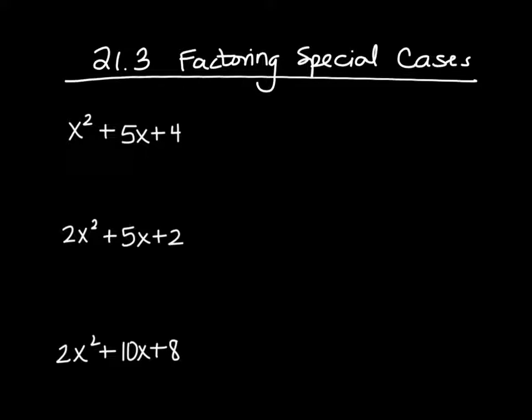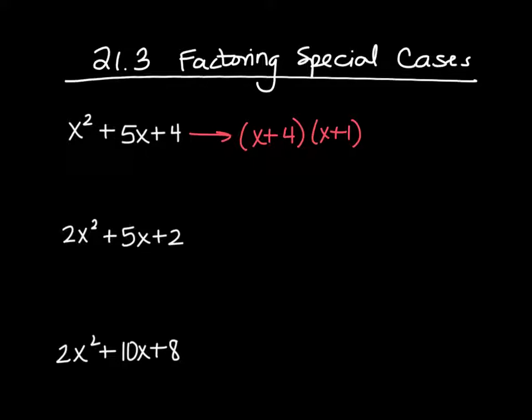And the first one is really easy. We're trying to pick two numbers that multiply to 4 and add to give me 5, and that's 4 and 1. So if I write my two cases, that gives me x plus 4 and x plus 1 as my factors. And that would be the final answer as far as factors go.